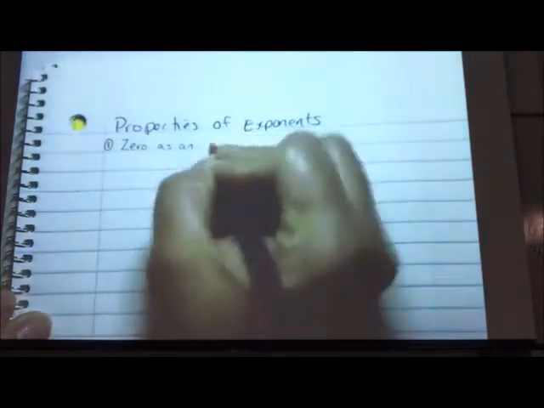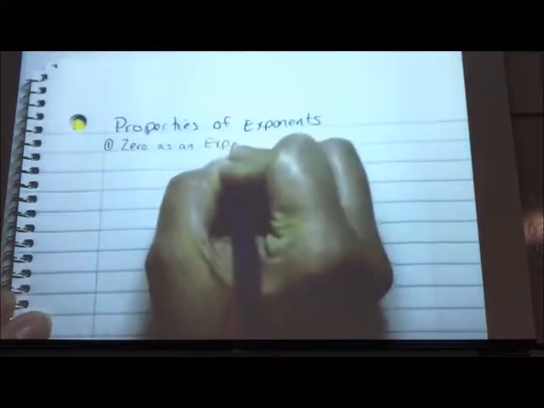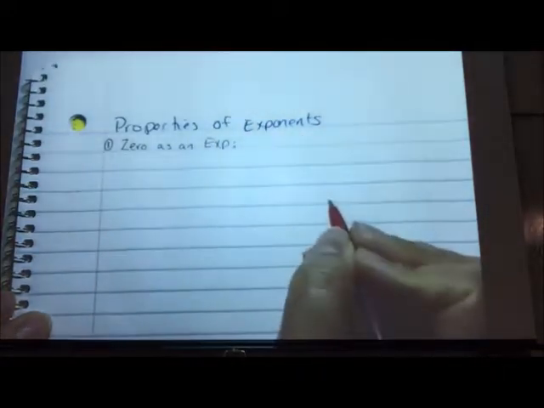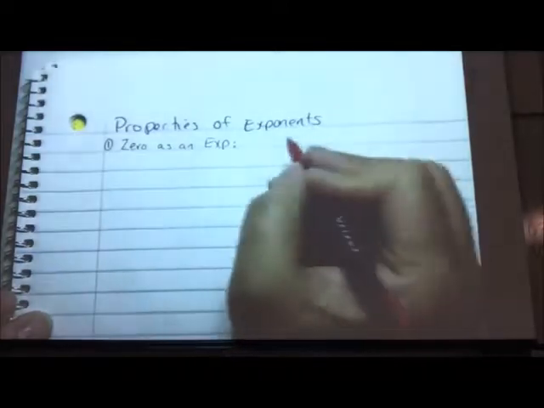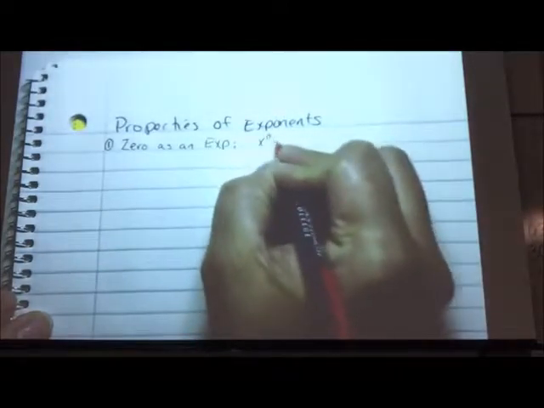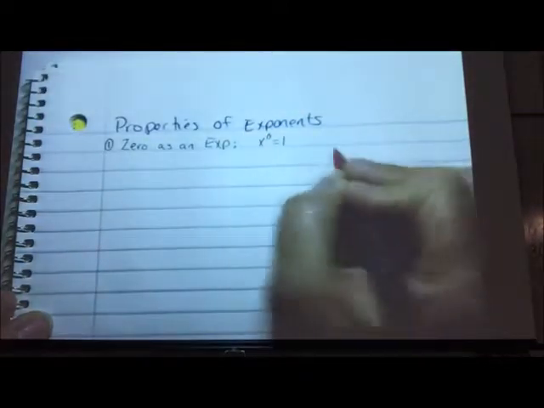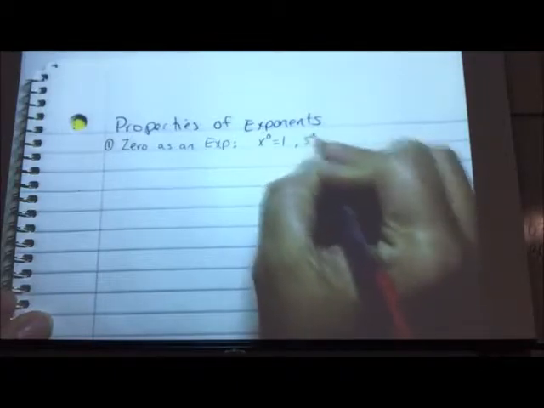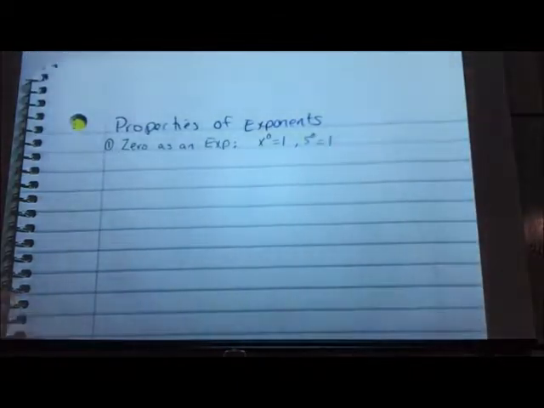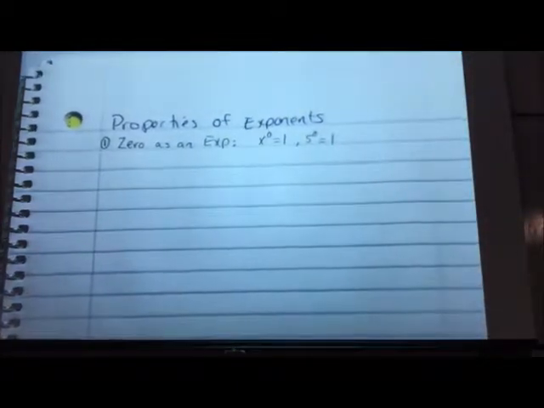So there's a rule that says what happens when we have a 0 as an exponent. So the rule for that says that x to the 0 will be 1, 5 to the 0 will be 1. So anything to the 0 power is 1.